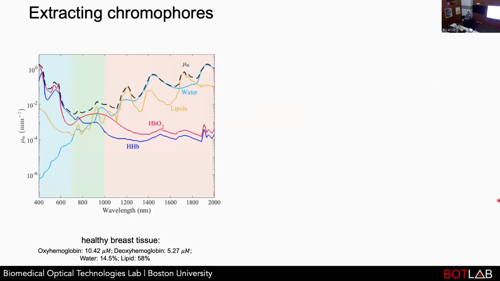So let's take a look at this figure. Here we have wavelength versus mu-A, and this is for the example of healthy breast tissue. You're looking at the absorption spectra of oxy and deoxyhemoglobin, lipids, and water. These are not the only chromophores that absorb through this broad wavelength range. Melanin, collagen, elastin, beta carotene under some circumstances, but these four occupy the majority of absorption through many wavelengths. You can see their concentrations here.